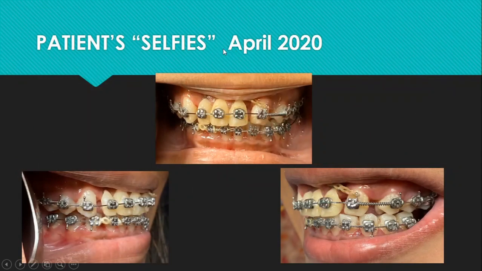Okay, now patient took selfies. Because of the quarantine, she was not able to see me for over 2 months. She sent these pictures to me because I like to get updates from my patients. I encourage them to take photos of themselves. She sent this photo and showed me that things were going well. The canine is now moving into where we want the lateral incisor to be, and we will continue moving the teeth. This is an ongoing case. I have not seen her for over 3 months already, but so far she is doing well.